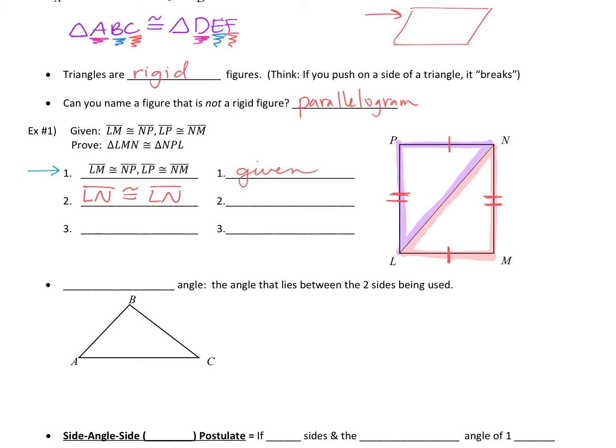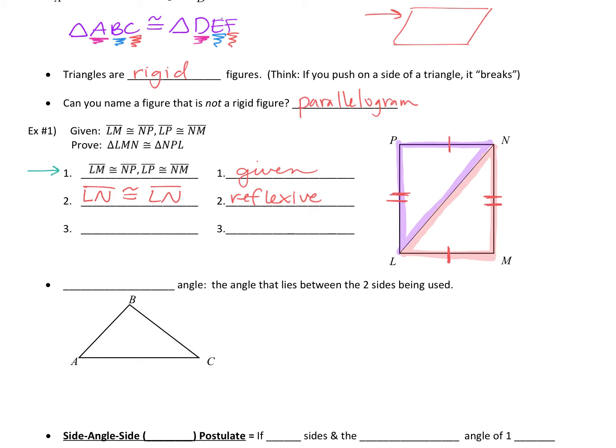Reflexive, right? That's the reflexive property. So you kind of have to think of it as separate triangles, but they really are the same segment, right? LN on the one triangle is congruent to LN on the other triangle because of the reflexive property, okay? Look for the reflexive property. You're going to see it a ton in this chapter.